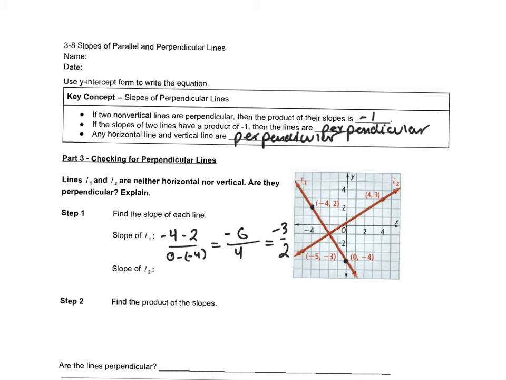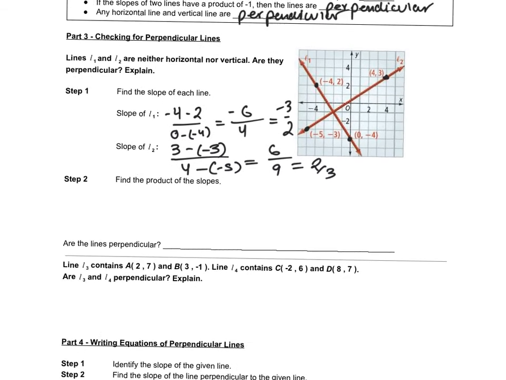Now let's look at the slope of line 2, okay? Well, here we have negative 5, negative 3, and 4, 3, okay? So y2 minus y1 over x2 minus x1, all right? So 3 minus negative 3 is 6. 4 minus negative 5 is 9. This could be reduced to 2/3, all right?